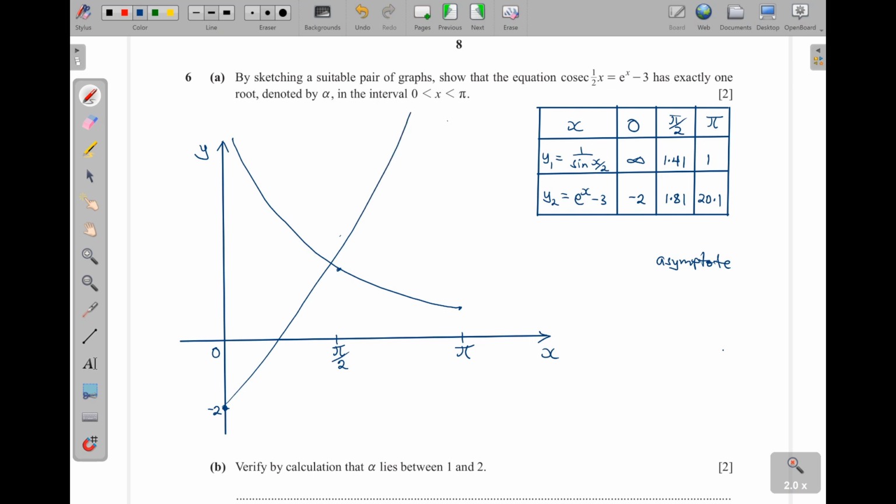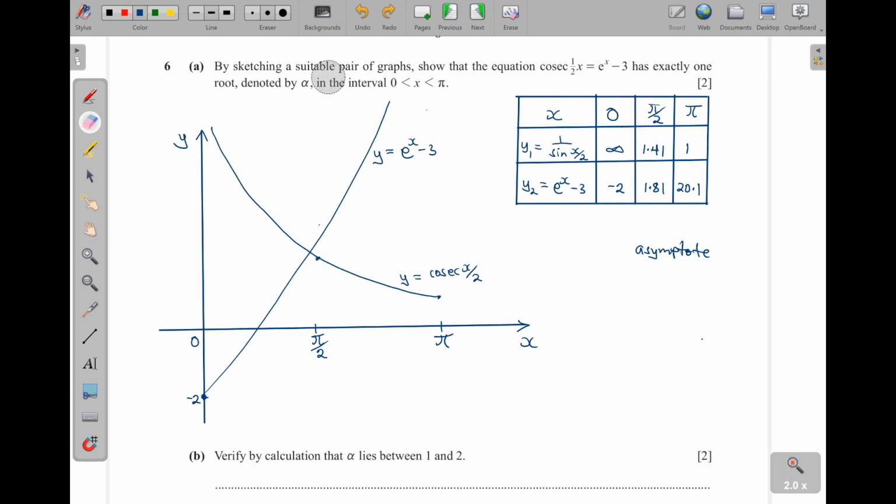So it will go like that. Meaning, I'll say this is y equals e to the power of x minus 3, and this is y equals cosec of x over 2. Since they are meeting at one point, that one is the root. So they said it has exactly one root. The point of intersection is just one point, so that means indeed the root is 1. Okay, so that is that.